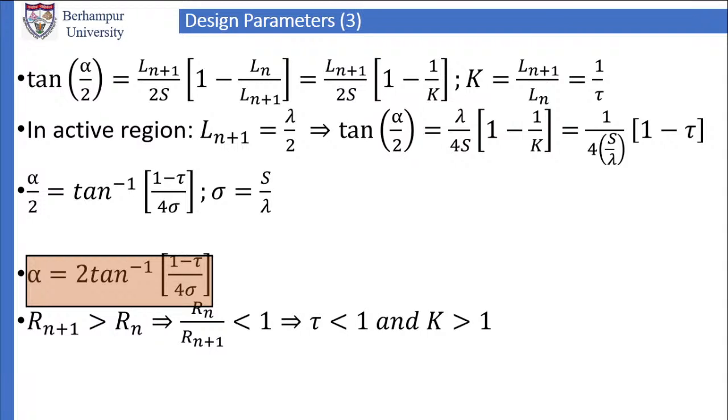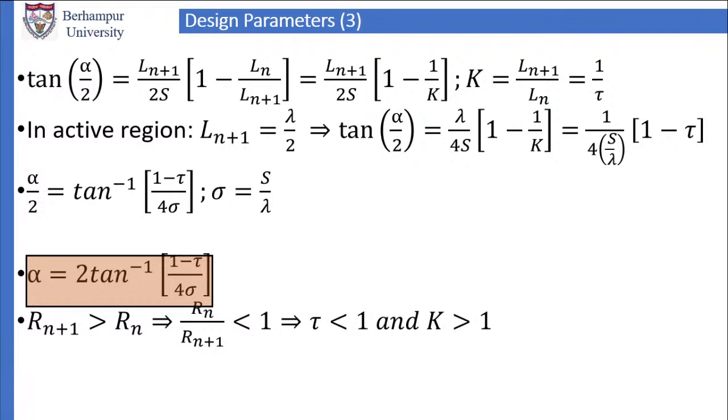Now we have seen tan alpha by 2 is equal to (ln plus 1 by 2s) whole into (1 minus ln by ln plus 1). That we can say is equal to ln plus 1 by 2s into (1 minus 1 by k), where k is equal to ln plus 1 by ln. Ln plus 1 by ln is equal to 1 by tau, as ln by ln plus 1 is equal to tau. So k is equal to 1 by tau.